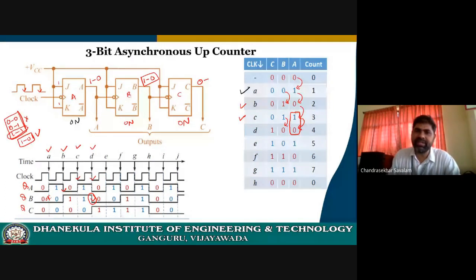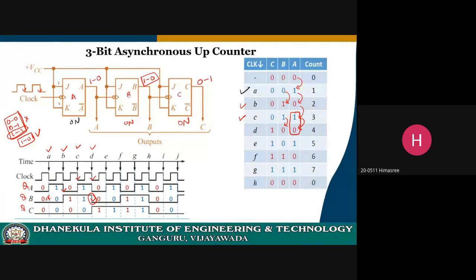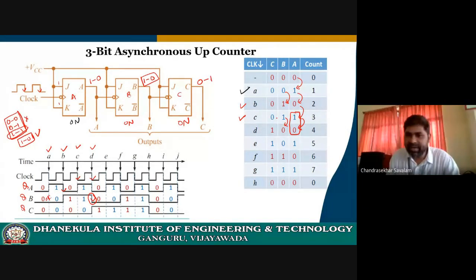Now this previous state is 0. Now what is present state, students? 1. Next state. So see here, 0 changed to 1. So this is the present state output. Next state outputs 1 0 0. Okay, students. See, all the three are changed in this combination. See here, all three are on. Okay, students. Coming to the fifth clock.